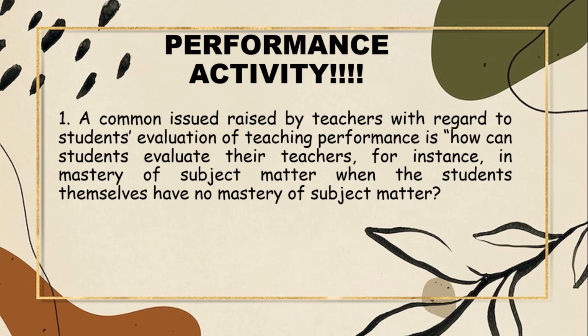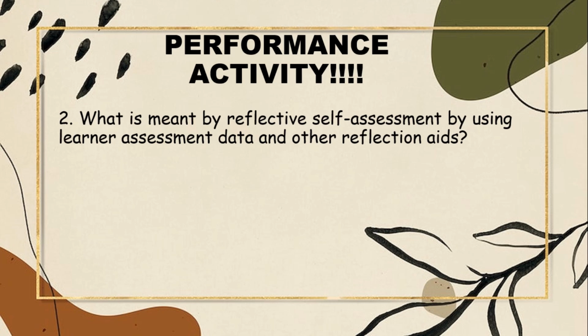A common issue raised by teachers with regard to students' evaluation of teaching performance is how can students evaluate their teachers, for instance, in mastery of subject matter when the students themselves have no mastery of subject matter. And the second question is what is meant by reflective self-assessment by using learner assessment data and other reflection aids?